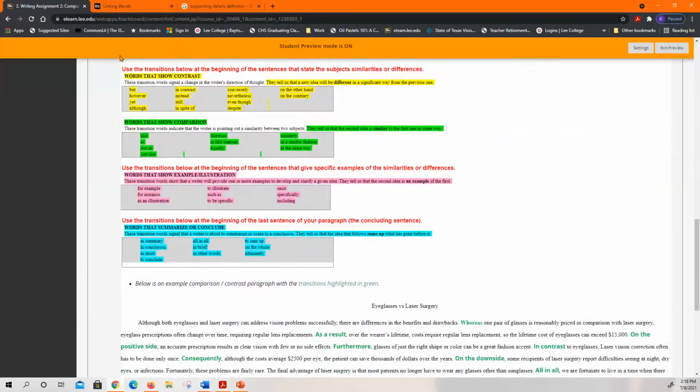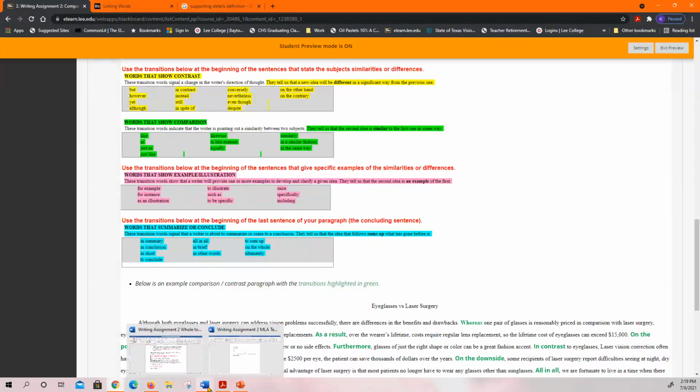And what I put up here are the ones that you're most commonly going to use. If you're introducing an example, it's going to be one of these. So to illustrate, for example, to be specific. And then if you're contrasting things, it's going to be one of these words that can contrast. If you're comparing or showing similarities, it's going to be these words. So in like manner, just as, similarly. So you choose your transitions based on your ideas.